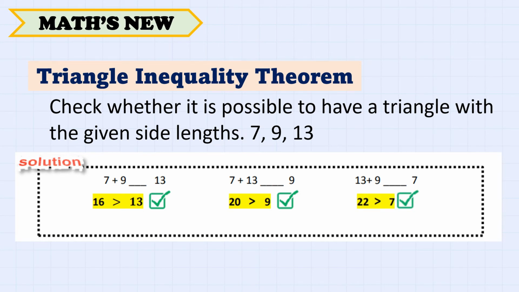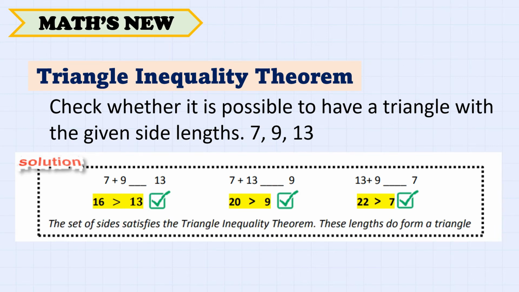Therefore, 7, 9, and 13 form a triangle. So the set of sides satisfies the triangle inequality theorem. These lengths form a triangle.